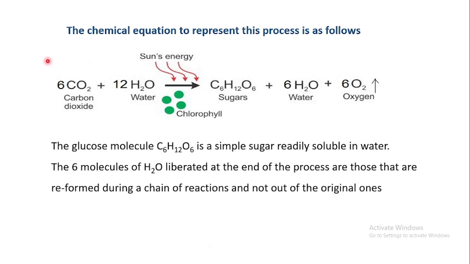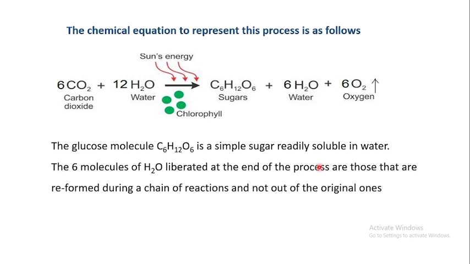Now this is the chemical equation that you have to learn for ICSE class 10. 6 molecules of CO2 plus 12 molecules of water. In the earlier classes, we have been studying 6 and 6 for balancing, but now you have to remember this. It is 12 water molecules here and 6 water molecules here. So it becomes actually 6 here, right? But you have to write this particular reaction.